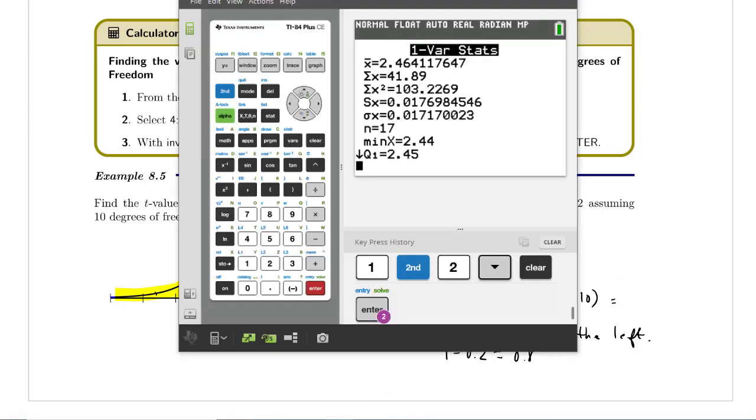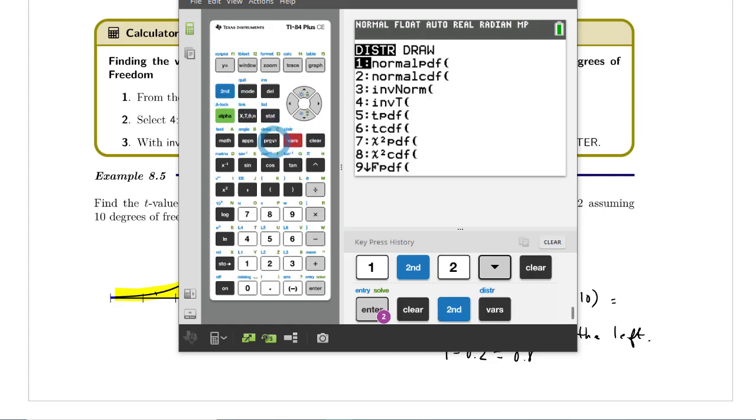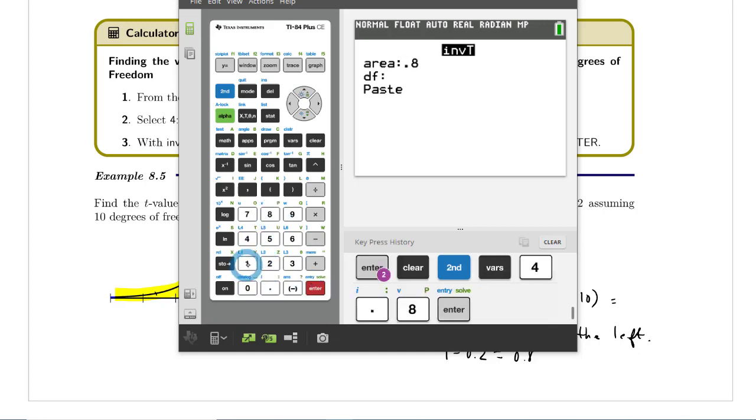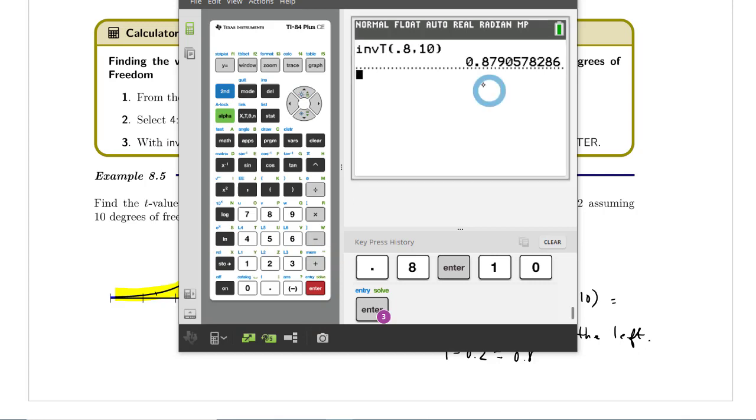So let's go to our calculator and clear this out. Hit second vars. Go down to MT number 4. Now I hope all of you have downloaded this calculator if you didn't have it before, because older calculators will not have this feature. So it's really important that you download that calculator for this feature. So 0.8, we had degrees of freedom of 10, and then we'll paste it in, enter. And here we'll go ahead and round to 2 or 4 decimal places. 0.8791.